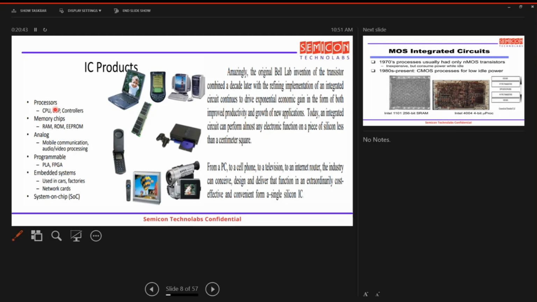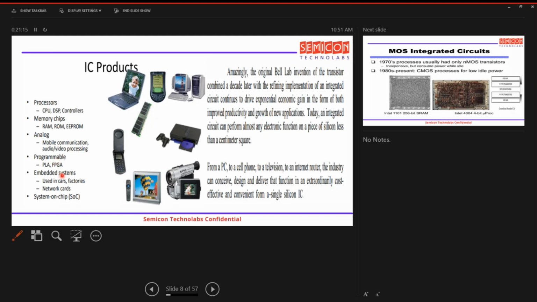And these will contain different things. For example, processors will be there: CPU, DSP, controllers, then memory chips will be there. These two things will be pretty much common across the majority of electronic products. Then analog will be there for mobile communication, because we don't want to miss out any kind of data, so a continuous signal will be there. Then programmable: sometimes instead of SOC or ASIC, we go with FPGA. Of course, SOC, ASIC, and FPGA are the three different types of ICs which we have in the industry.